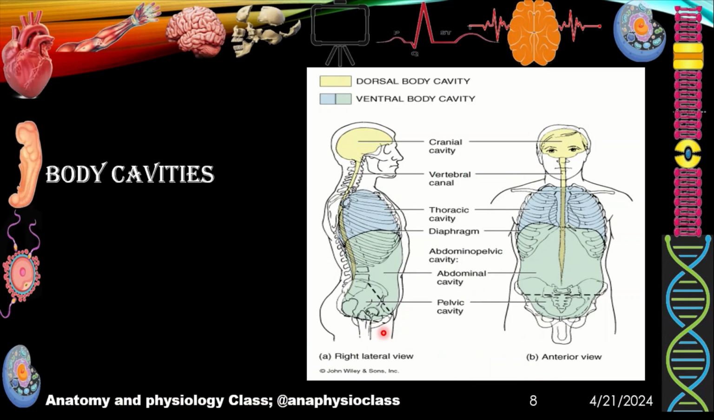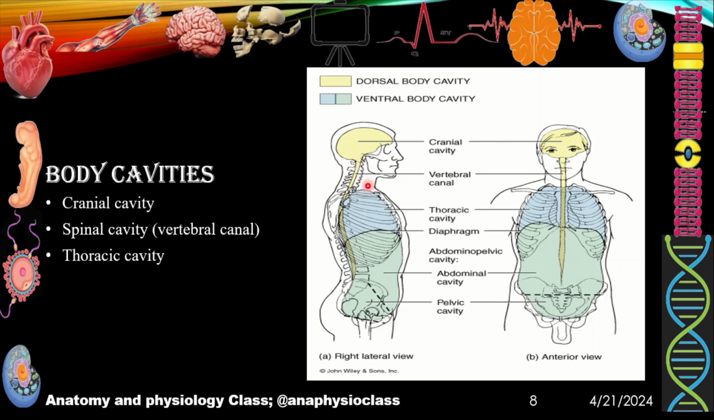Then body cavities. Cavity means a hollow space that contains something inside it. Just a hollow space. It is what is known as a cavity. So there are many cavities in the body that contain some vital structures. For example, we have the cranial cavity, which contains the brain. We also have the spinal cavity, the vertebral canal or vertebral cavity. It contains the spinal cord.